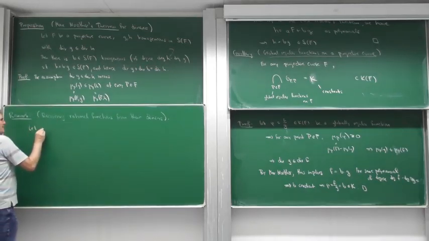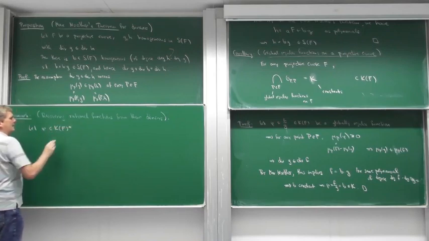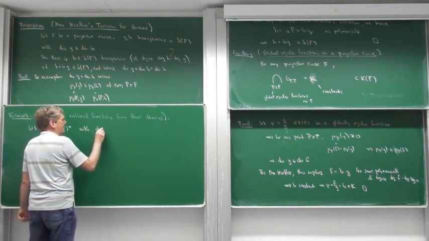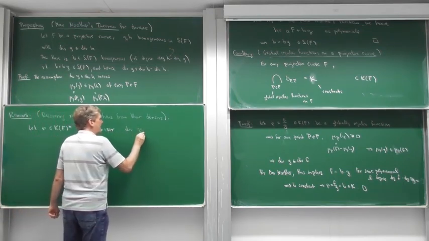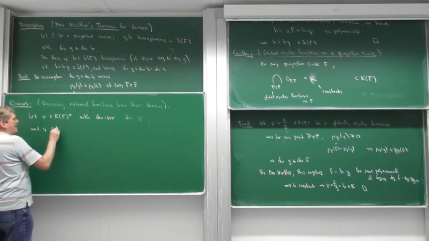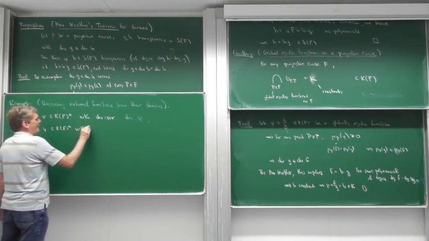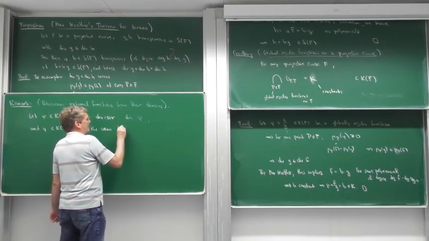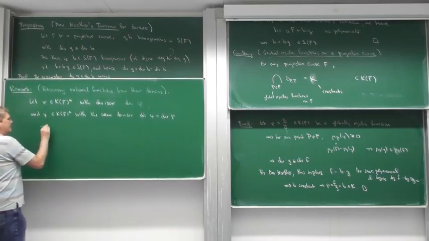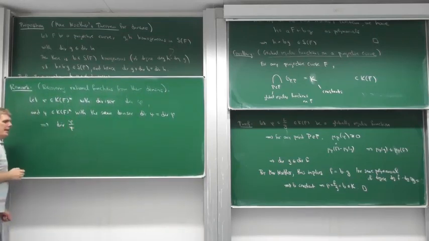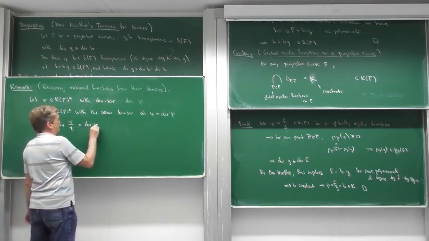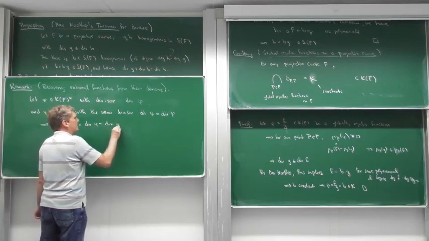And that is the following statement. So let phi be a rational function, say non-zero, with divisor div phi. And here we have another rational function psi with the same divisor, div psi equal to div phi. What does that mean? So that means that if I take the quotient phi over psi, that's still a rational function, its divisor is the difference of the two, which is 0.